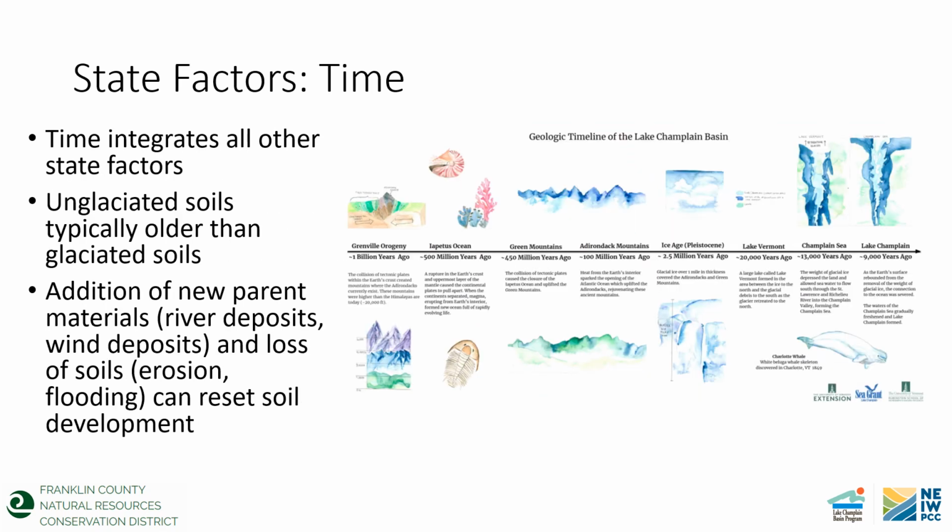The official state factor is time. Time is the secret sauce that integrates all other state factors. Most of the processes that we've been discussing happen fairly slowly. Over time, soils develop, the biology of ecosystems changes, weathering happens, chemical transformations take place, and soils may receive new deposits of parent materials or experience erosion or flooding, causing loss of material.